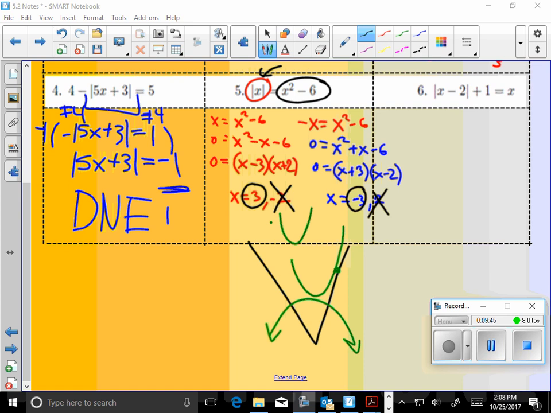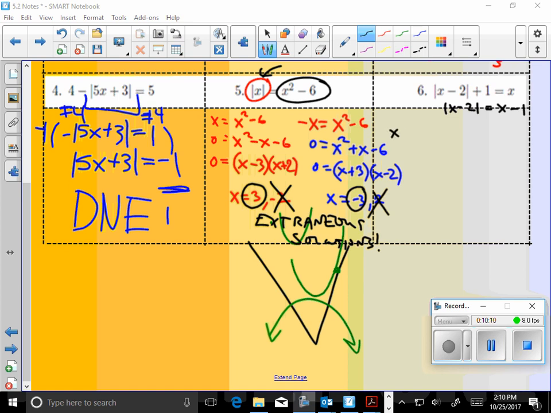Okay, so be careful. Those are called, these 2 right here are called extraneous solutions. Extraneous solutions. All I'm going to do is get the absolute value alone. Okay. Absolute value of x minus 2 equals x minus 1.